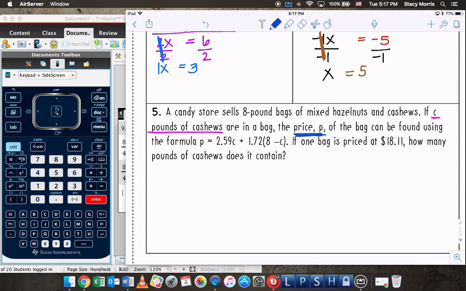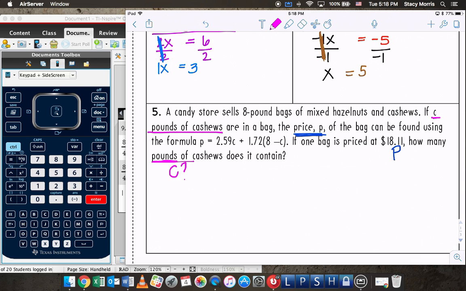If the price P of the bag can be found using the formula, so there's our formula. If one bag is priced at $18.11, that's really important. This is P, this is our price. How many pounds of cashews does it contain? Pounds of cashews, again, was C. So C is what we're looking for. That's our question mark here.